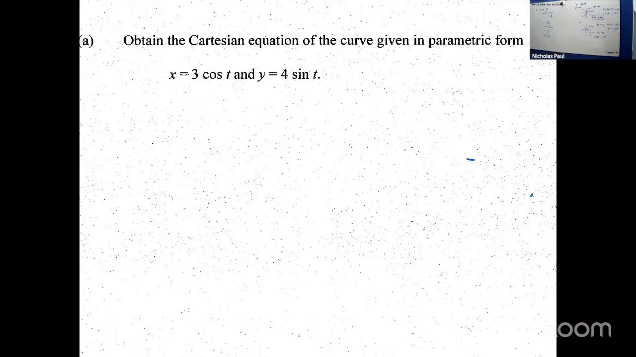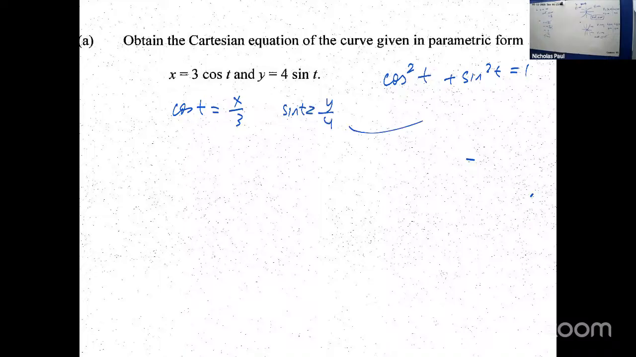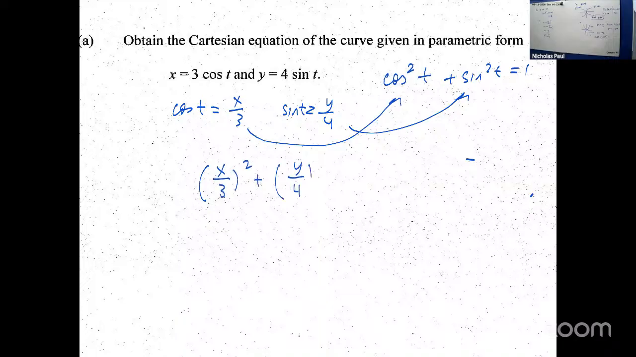As I said, the identity that we are going to use is cos squared t plus sine squared t is 1. So we need to find cos t. Cos t is x on 3. And we need to find sine t. Sine t is y on 4. Then substitute right here. So we'll end up with (x on 3) squared plus (y on 4) squared is 1.